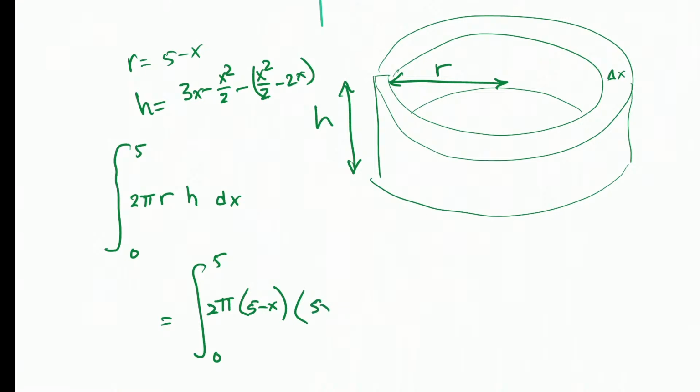It's 5x minus x squared. So I just combined these. So 3x minus negative 2x is 5x, and negative x squared over 2 minus x squared over 2 is just minus x squared. I was too lazy to write it all.